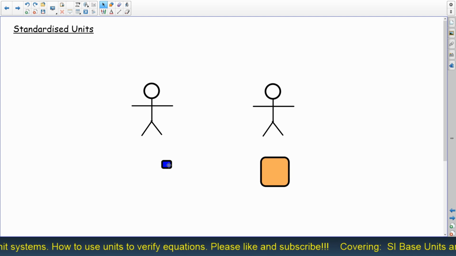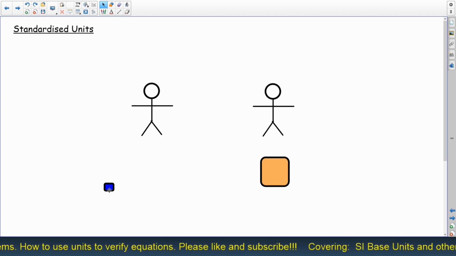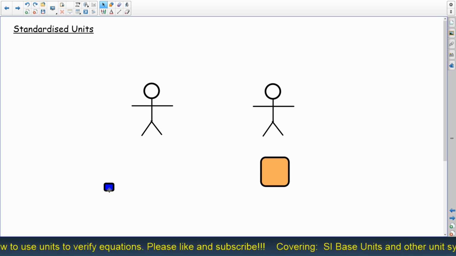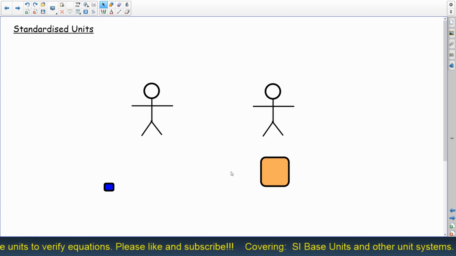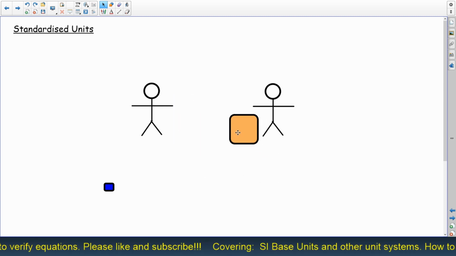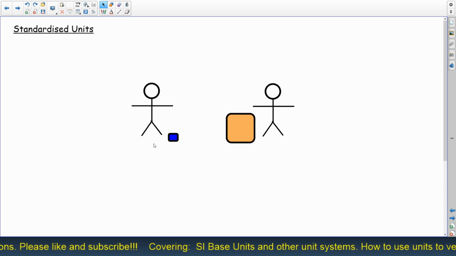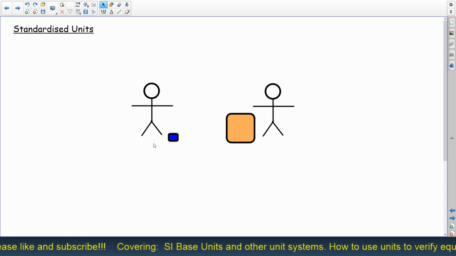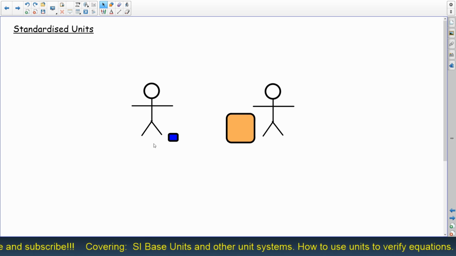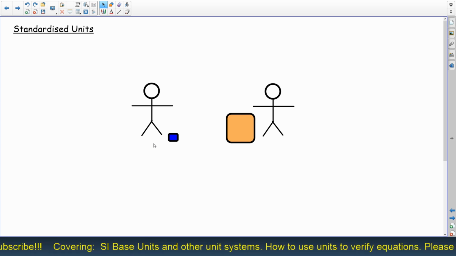So what you could have said is, I will have one block. That could have been a unit. Okay, so I'll give you one block, and you give me one block. But then that still leaves us with the problem that, yes, you've been given a block, and he's been given a block, yet you're still unhappy about it. And the reason is that you haven't standardized what your vision of a block is.